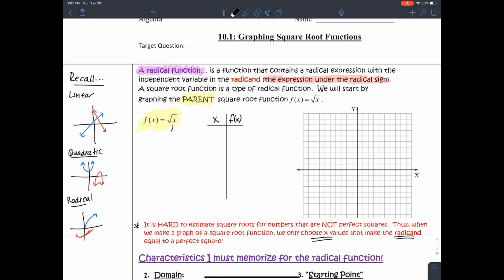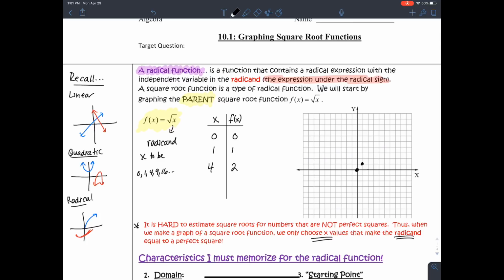So since x is our radicand, we want x to be perfect squares. So 0, 1, 4, 9, 16, so on and so forth. So if I plugged in 0, the square root of 0 is 0. We'll plot that point. The next perfect square is 1. The square root of 1 is equal to 1. So I'll plot that point. The next perfect square we know is 4. The square root of 4 is 2. So we'll plot that point.